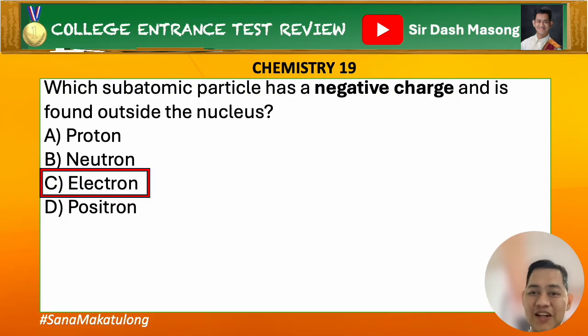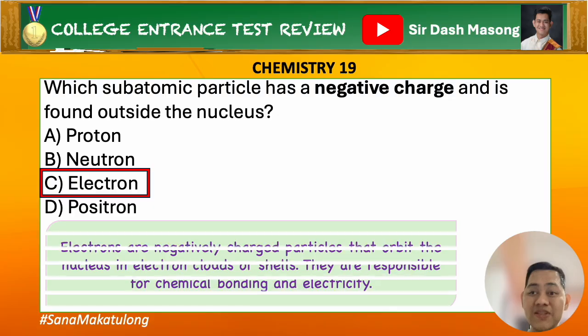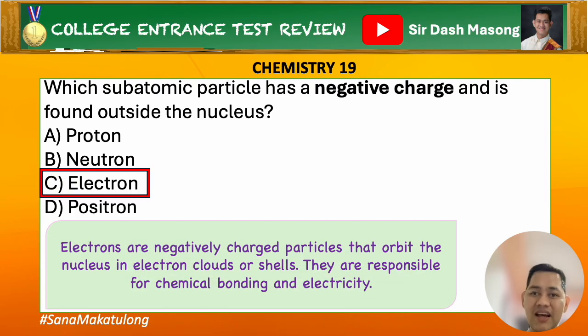Electrons are negatively charged particles that orbit the nucleus in electron clouds or shells. They are responsible dun sa mga chemical bonding and electricity. Yung mass nila napakaliit. Around 1/1836 lang ng proton.